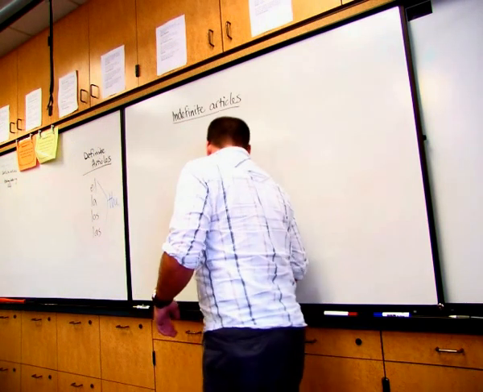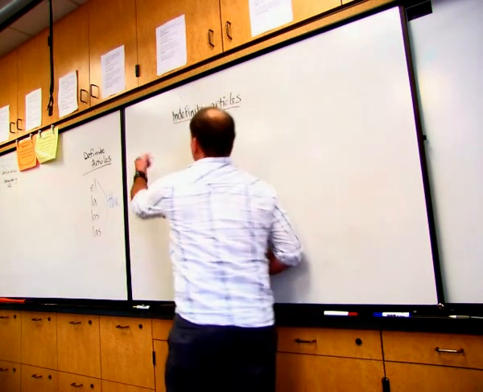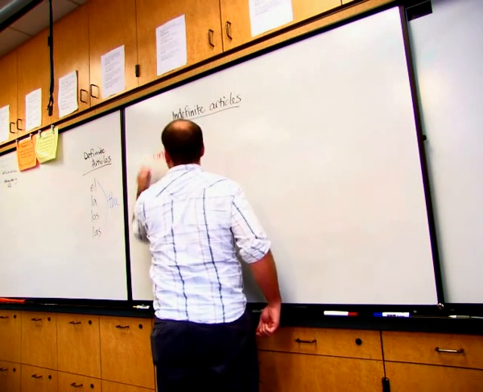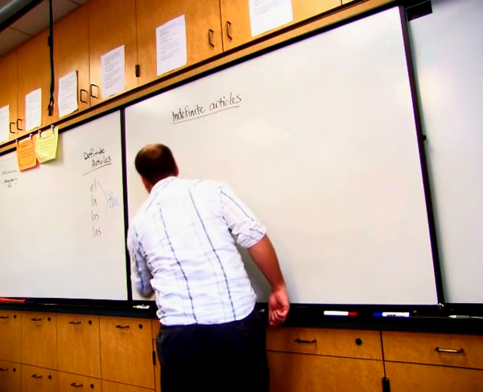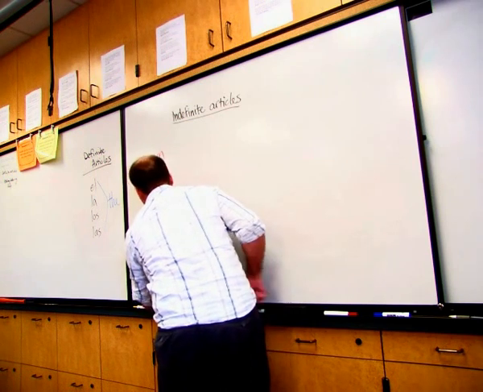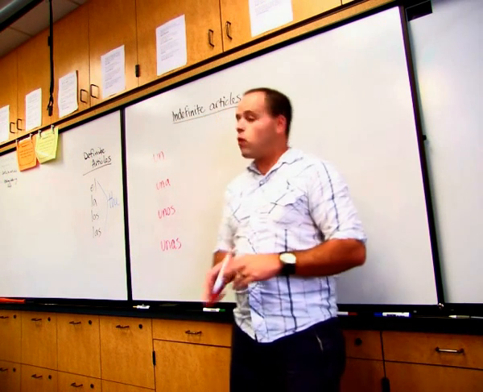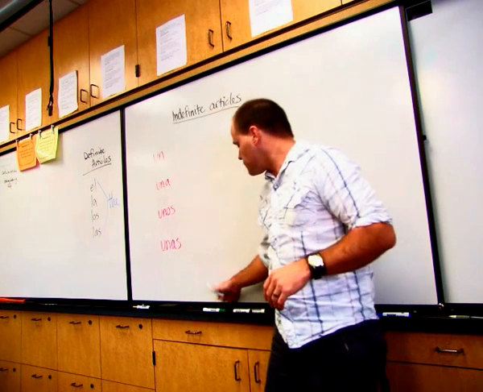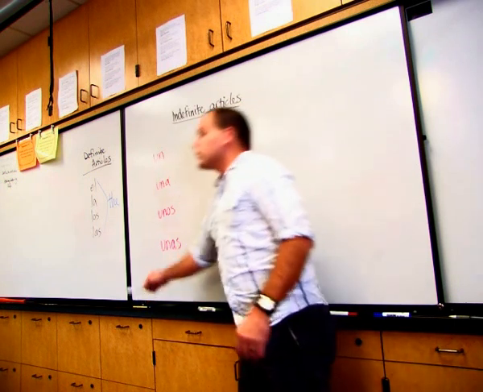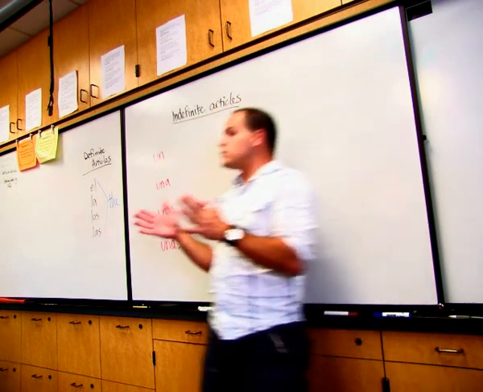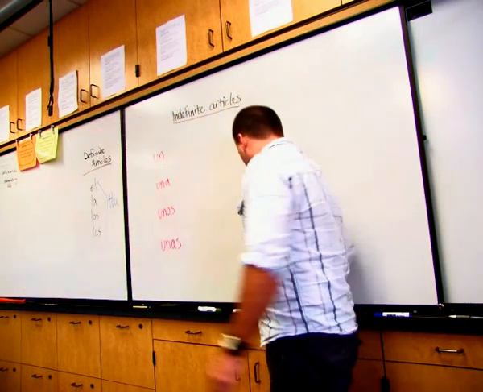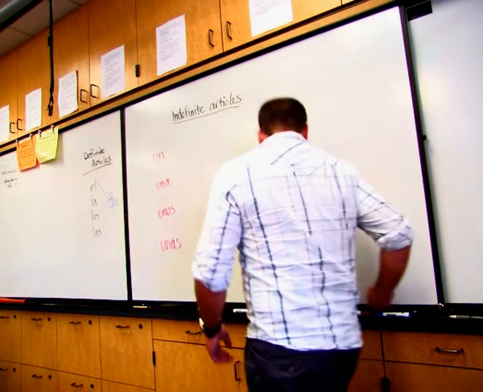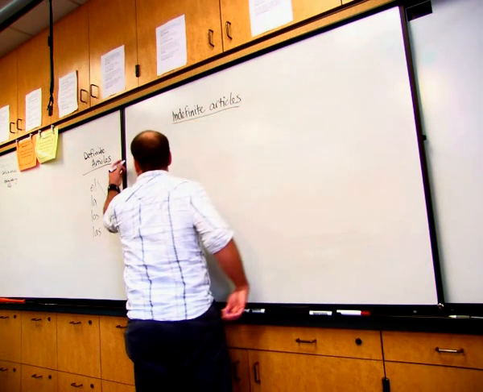There are four indefinite articles. I'm going to write them up here. We have un, una, unos, and unas. Those are our four indefinite articles. Now, again, they're categorized by number and gender. So in this case, un, any guesses on what that is? Masculine. And is it singular or plural?